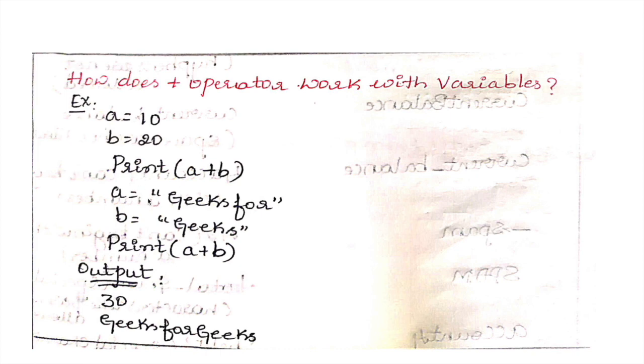In the same way, you can use the same plus operator for strings also. GeeksforGeeks plus GeeksforGeeks. Here plus is playing two different roles. In the first case, it is playing the role of an arithmetic operator, it is adding the values. In the second case, it is playing the role of a concatenation operator, it is concatenating. Getting my point?